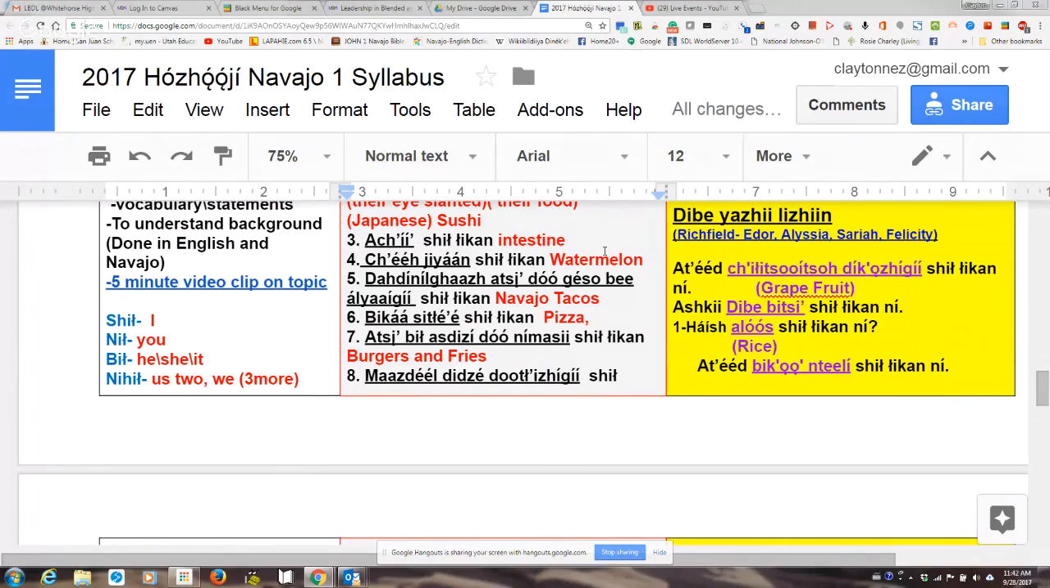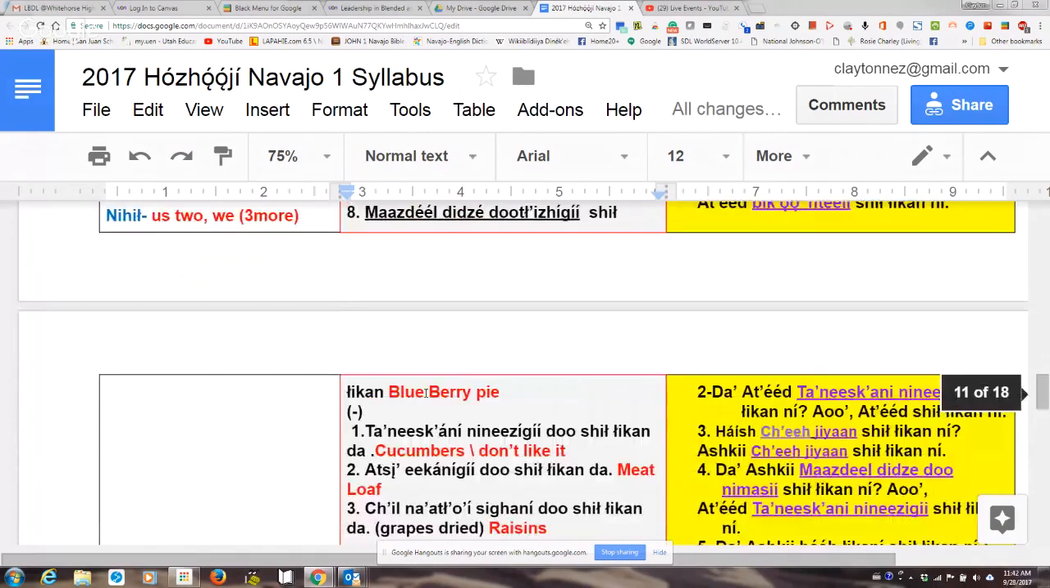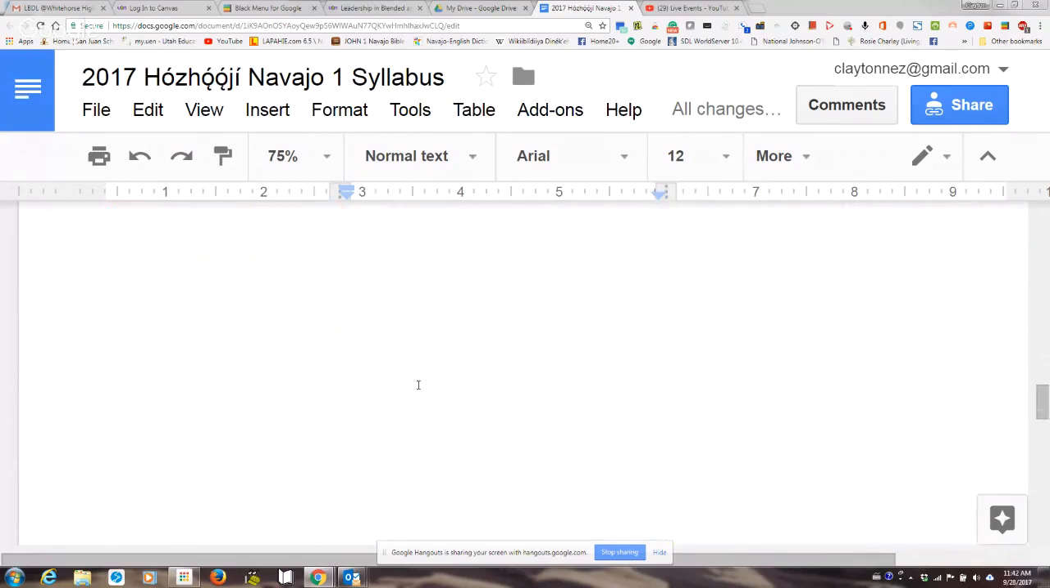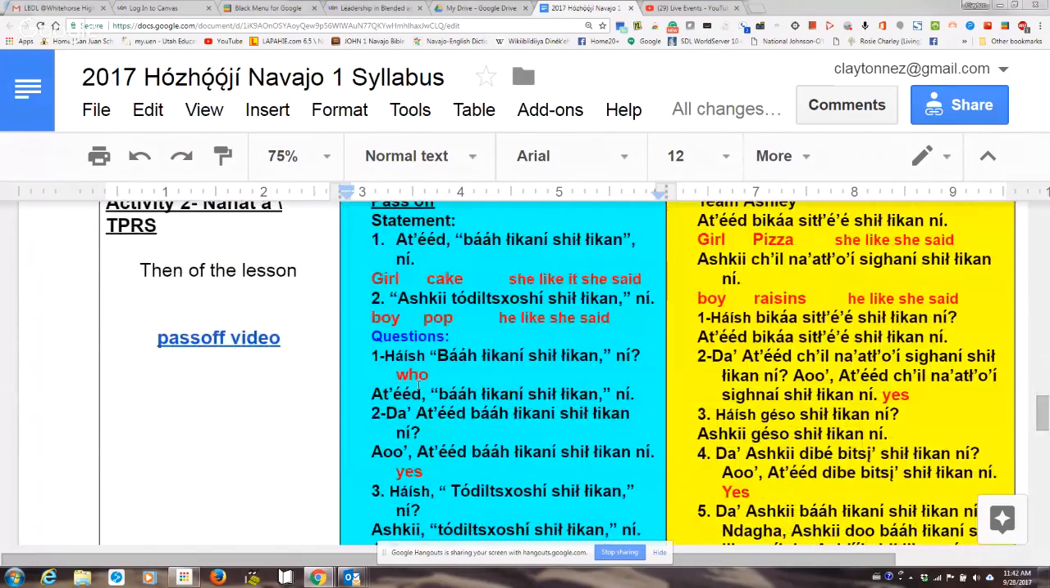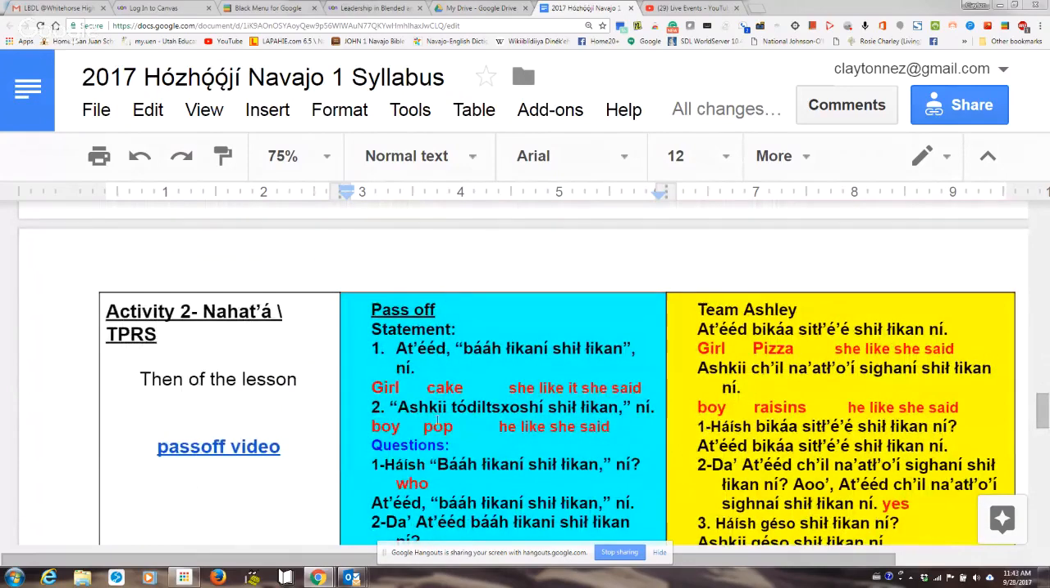Navajo one lesson, 2017 Georgia. This one we're going to call our pass off. Okay, so anytime we see the blue, that's where we do the pass off in our lesson.